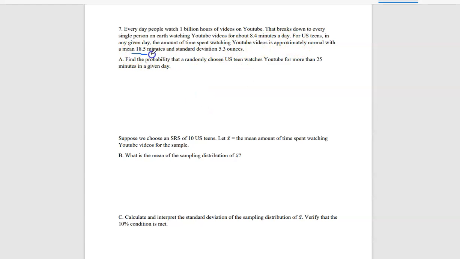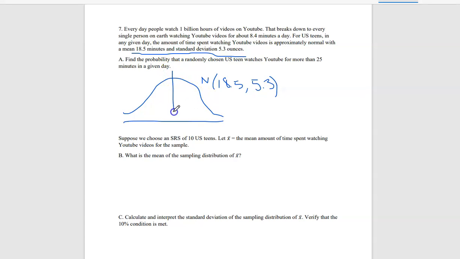So all I'm going to do is take my mean and my standard deviation and find the probability. I know that the population is approximately normal because it tells me in the problem. I know that my mean is 18.5 and my standard deviation is 5.3. Now remember, I'm not using the sampling distribution formulas, because I'm just randomly selecting one. I'm not doing a whole bunch of samples for a sampling distribution. We want to know more than 25. So if my mean is 18.5, I'm going to draw my 25 to the right, and I'm going to shade to the right because it's more than.